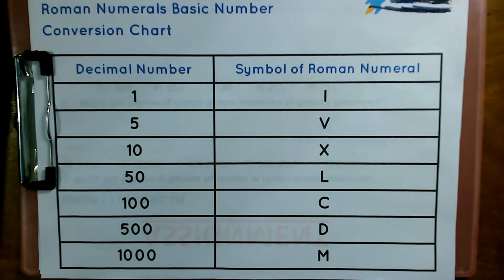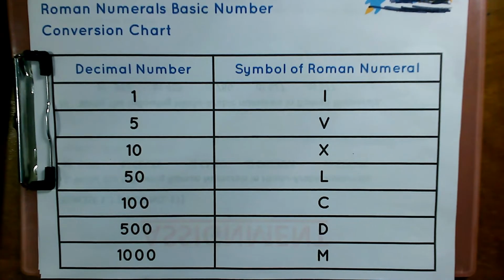So the value of I is, as you can see in the chart here, 1, V is 5, X is 10, L is 50, C is 100, D is 500 and M is 1000. And you should remember that there is no zero in the Roman system of numerals. Now there are certain rules for writing down numbers using Roman numerals.